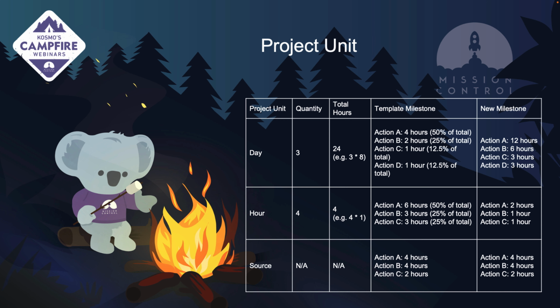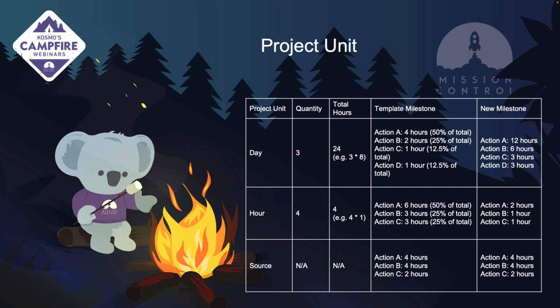When creating your project template, you'll want to consider the amount of hours that each action takes up on the milestone, because this will be considered when selecting the project unit. When the project unit is set to day, the quantity on the product will control how many hours are available. If your business standard is 8 hours per day, as set in your control pad, then the quantity of 3 will give you a total of 24 hours.